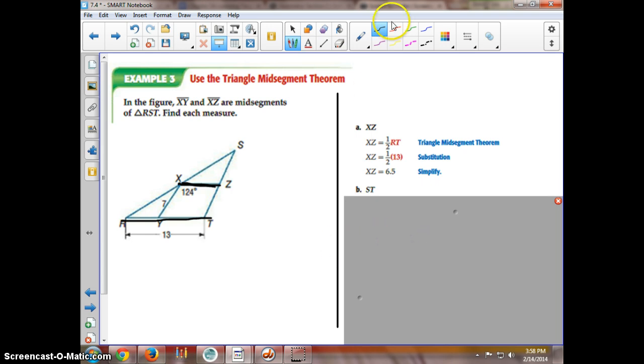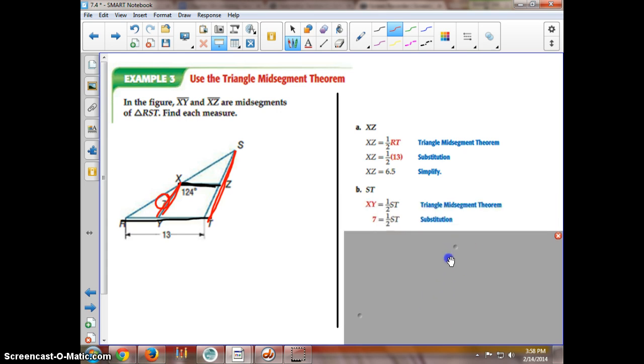Part B, let's find ST, switch colors. So ST is this segment right here, and this segment is related to this segment right here. And we know that this is 7, so can we find that using the mid-segment theorem? Well, we're just going to multiply by 2 and find out that ST is 14.